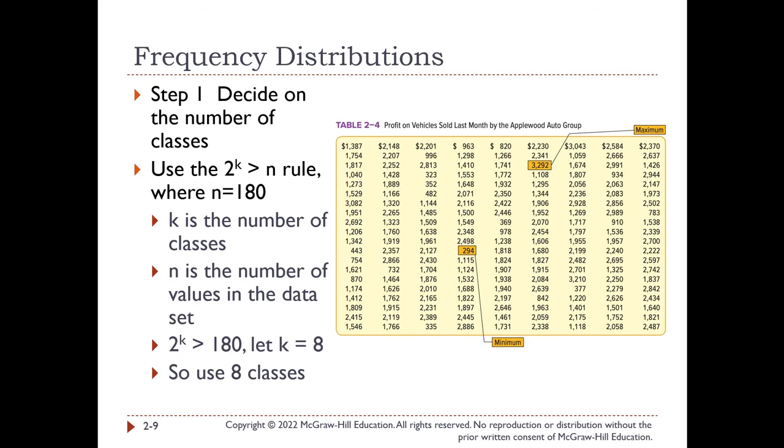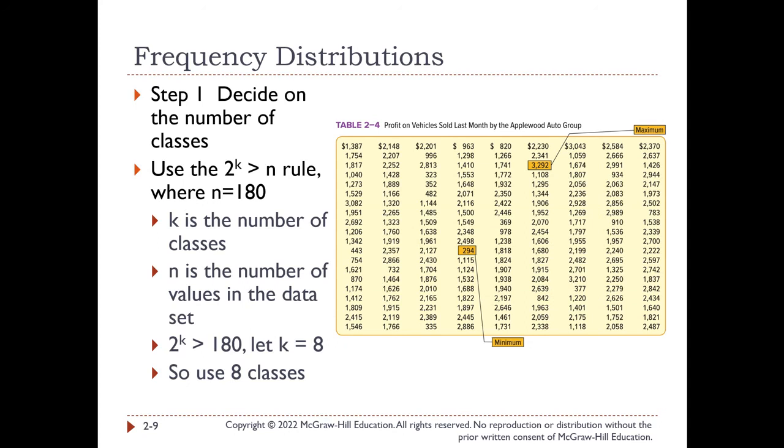So, total number of values in the data set. So, for Applewood, they have 180. So, n would equal 180. So, we got to see when is 2 to the power of what greater than 180.